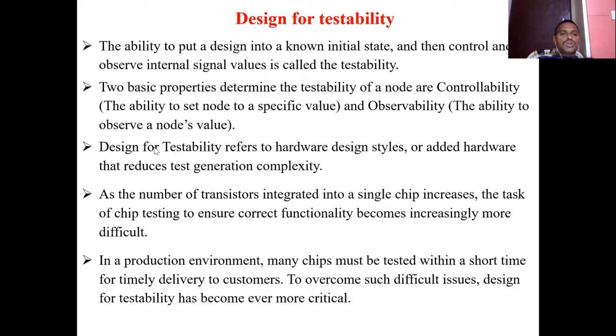Okay, so design for testability refers to the hardware design styles or added hardware that reduces the test generation complexity. Here we will consider design for testability as a hardware design style. Due to that, the benefit we get is that we are going to reduce the test vector generation complexities. As the number of transistors integrated into a single chip increases, the task of chip testing to ensure correct functionality becomes increasingly more difficult.